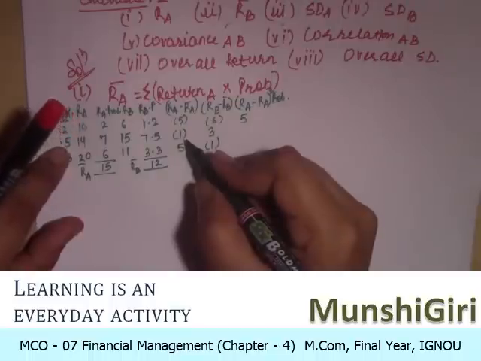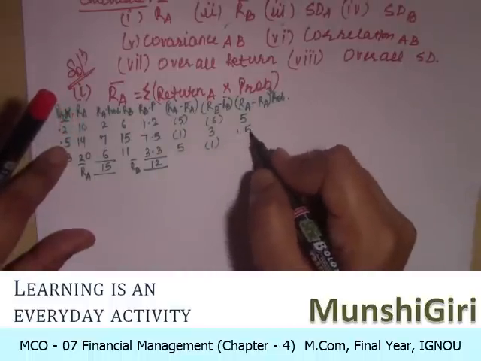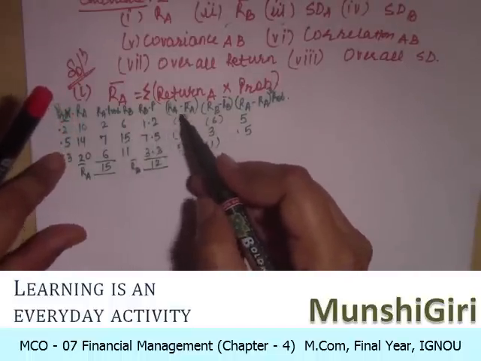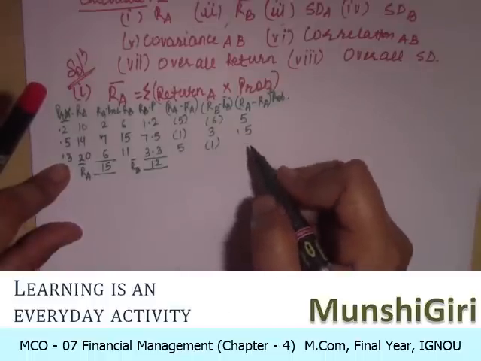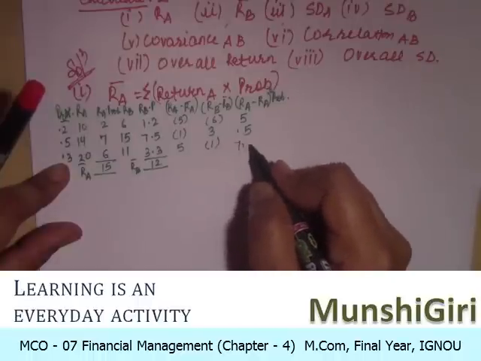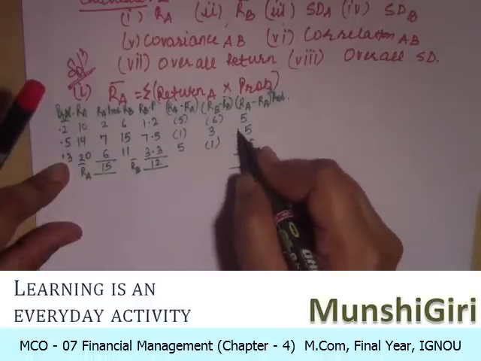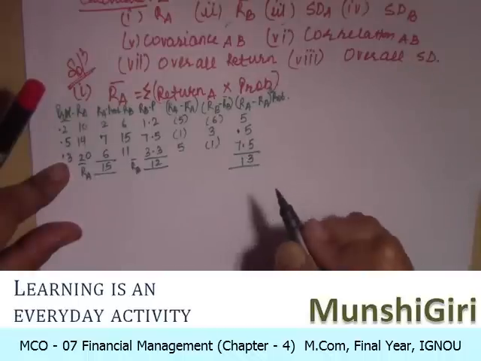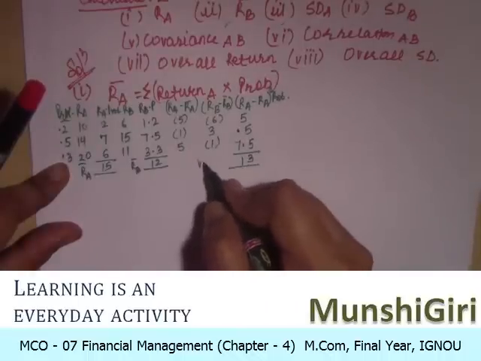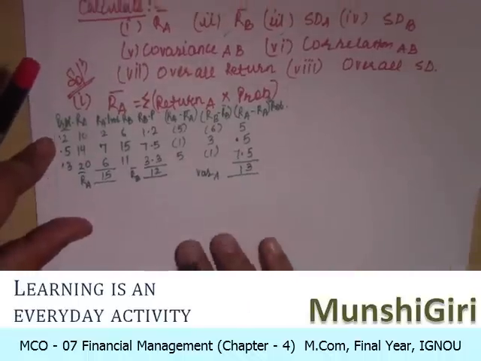1, this is 0.5, and where is it? RA minus RA hash is 5. 25 into 0.3 is 7.5. This is 13. This is the variance of A.